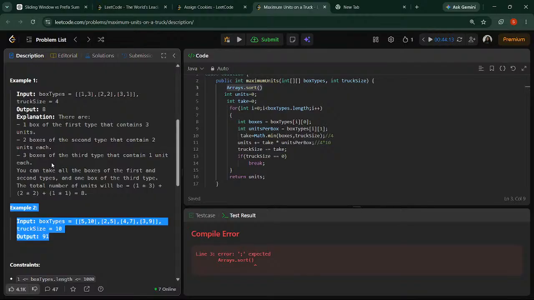Now our boxes are 3 and units per box is 1. We'll be taking the minimum. Our truck size is now 3 minus 2. We are only left with one size.